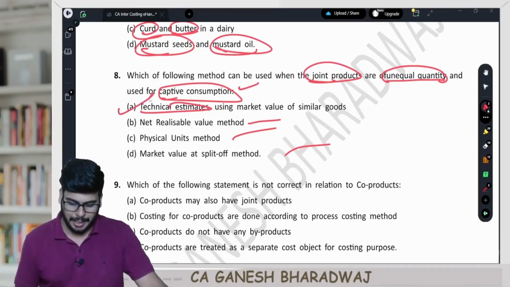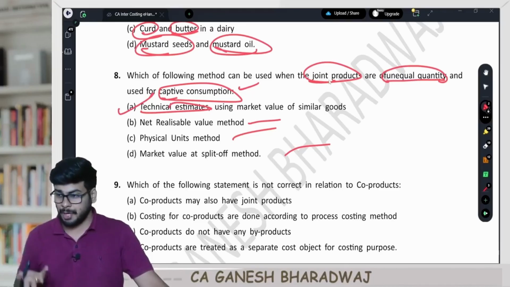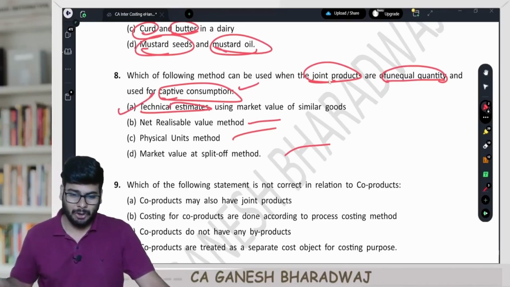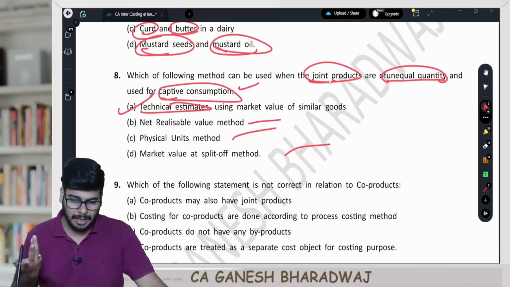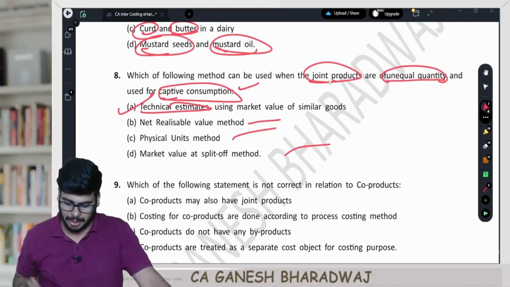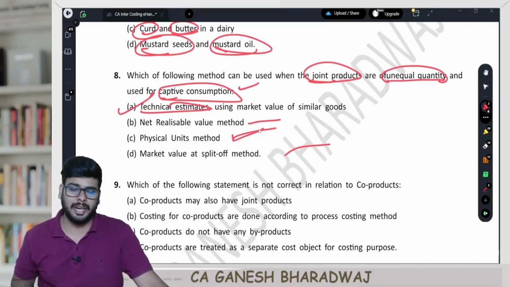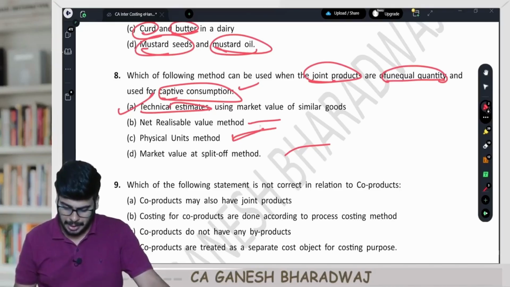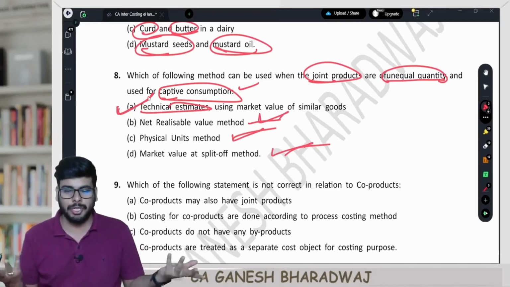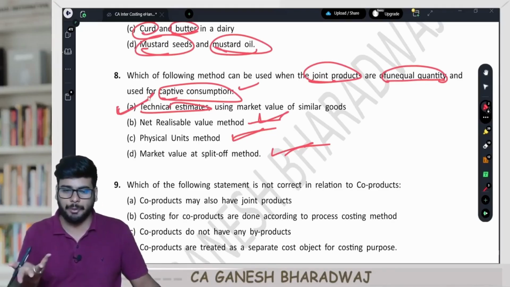Obviously, it has to be technical estimates because I am going to use it for my own consumption. So I am not selling it outside. How will I get the market value? Even NRV, I need to arrive at the final market value minus my further processing cost. How will I get it? Physical units method is definitely not a correct method because it ignores the ability to pay principle. These two require market value, which I don't have. Obviously, in this case, I have no other option but to hire one technical person and ask him to give me a valuation report. Clear with this?